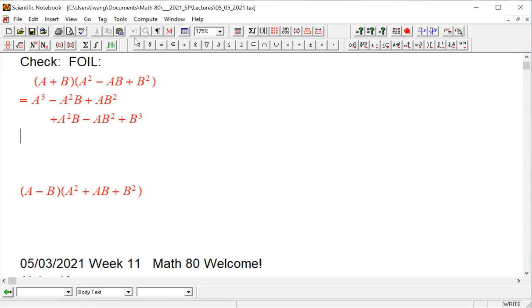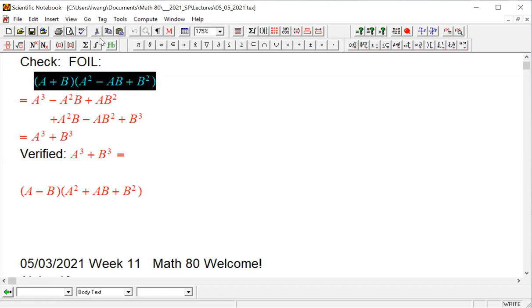Okay, and we obviously see these opposites, and these opposites will make 0. So in the end, I'll get a to the power 3 plus b to the power 3. Okay, so this is verified. So what's being verified? A to the power 3 plus b to the power 3 can be factored into this.